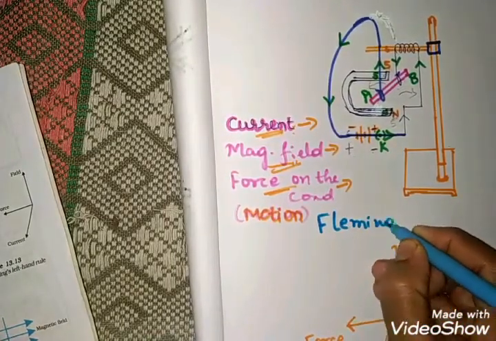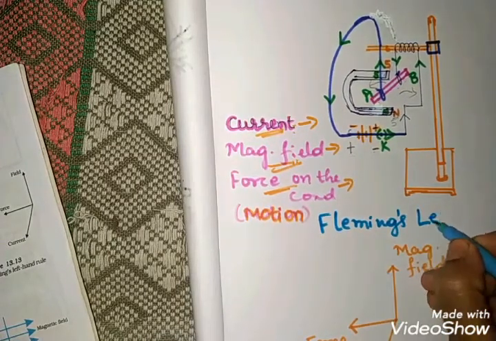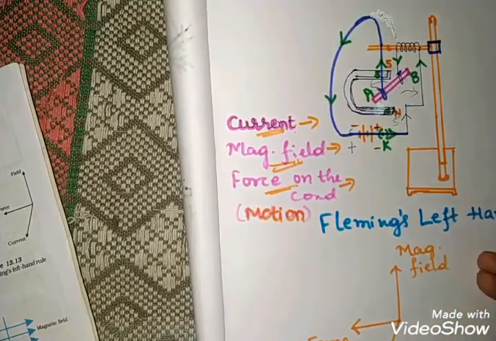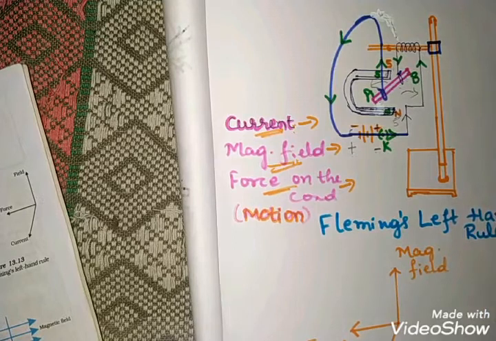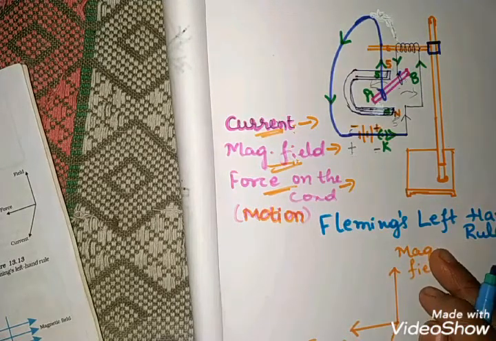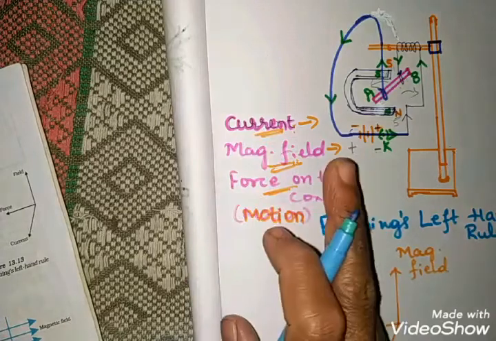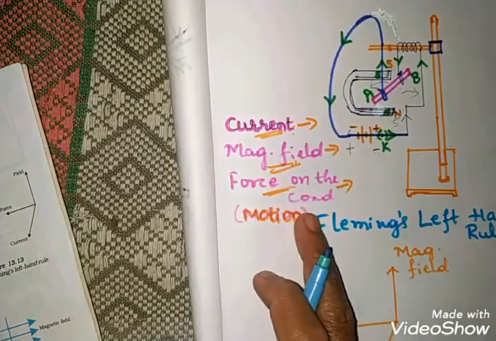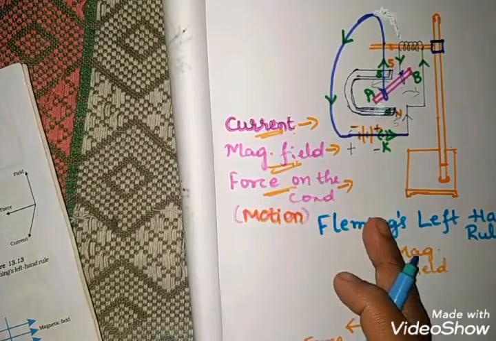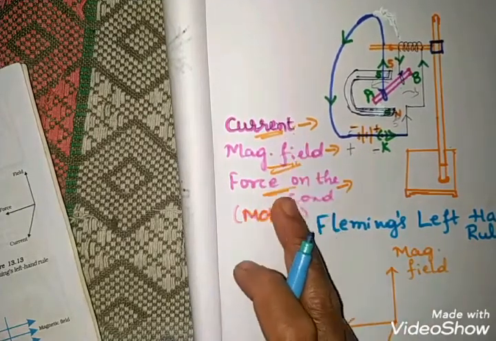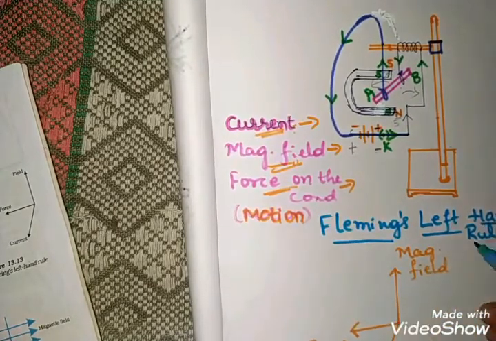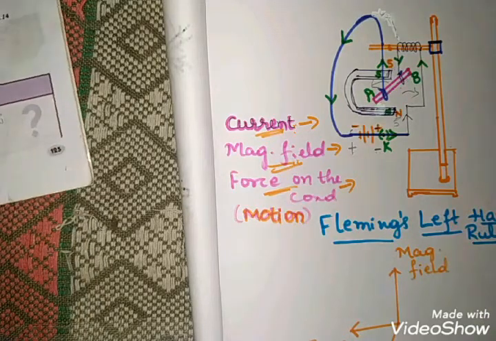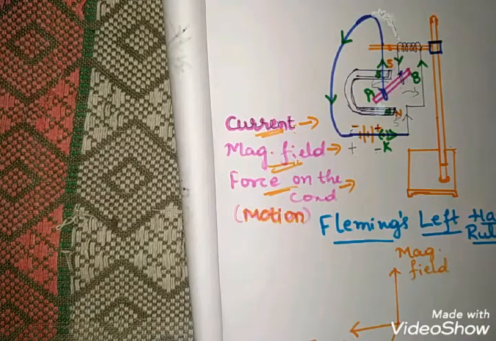Fleming's left hand rule gives answers for the directions of all the three factors. It gives the direction of these three parameters: current, magnetic field, and force on the conductor. It is given by which rule? Fleming's left hand rule. How can we use the left hand rule, children? How can we understand the directions?